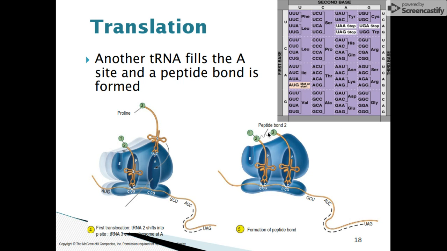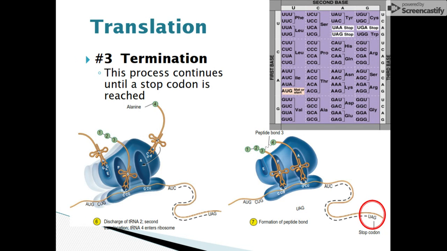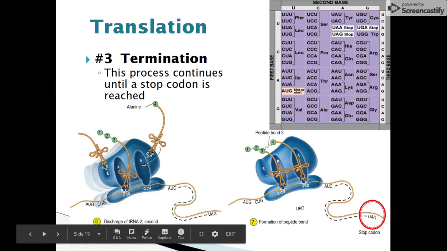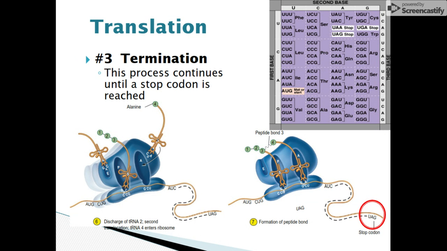We're going to get a peptide bond, and then we're going to shift again. Okay, so we're going to shift over, move to the next codon. tRNA matching anticodon to codon is going to come in. In this case, it's alanine. We're going to get another peptide bond.